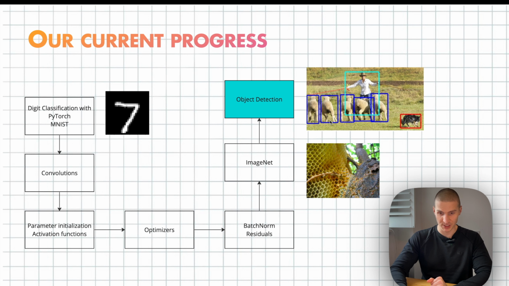Then we moved on to object detection task. That is when we might have more than one object in an image. That's one main difference. And we need to predict bounding boxes apart from just predicting the class of an object. And today we are going to discuss an algorithm called YOLO that solves this object detection task.